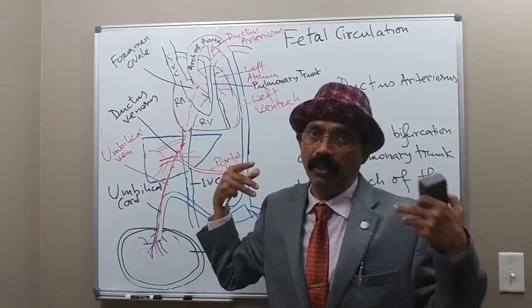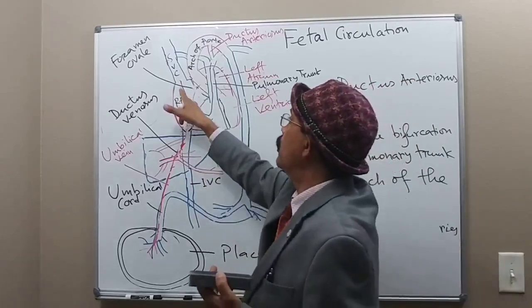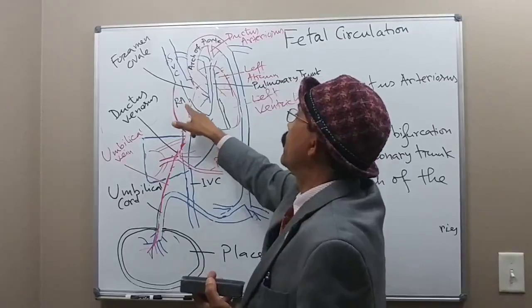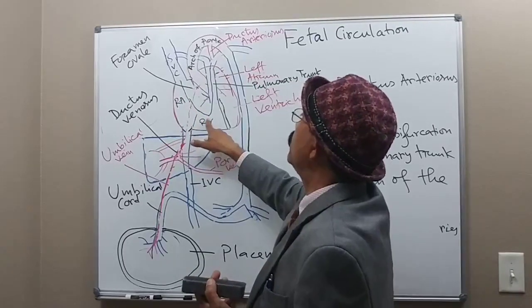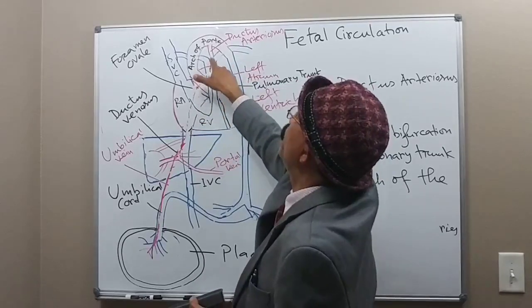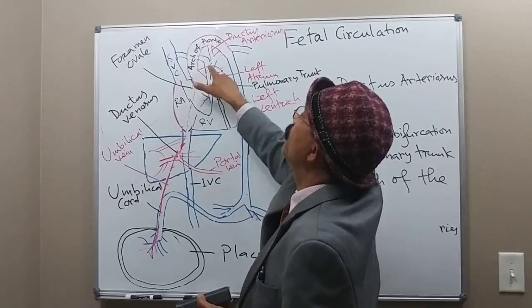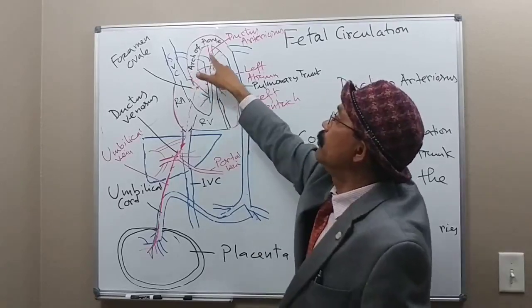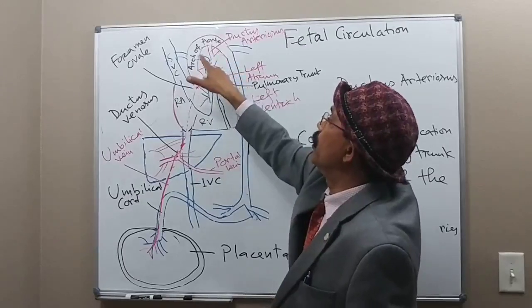draining blood from the upper part of the body, from the head and neck and the upper limb, going to the right atrium. From the right atrium, blood goes through the tricuspid valve to the right ventricle, then the pulmonary trunk, then the bifurcation of the pulmonary trunk. Most of the blood goes from the bifurcation of the pulmonary trunk to the arch of the aorta. Some blood goes through the left and right pulmonary arteries.